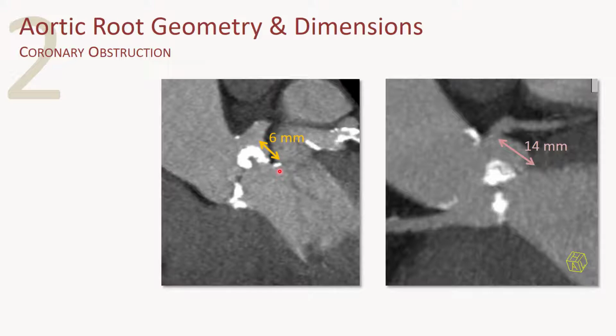However, you have to be aware that it's not just this distance here that is important. 6 millimeters is relatively short. Here's a case where the distance is relatively long, 14 millimeters. So a TAVI procedure was performed in this patient, and you might be able to see what happened here.